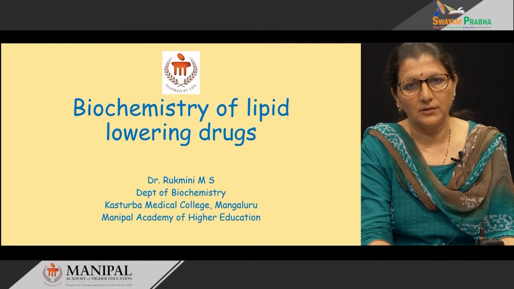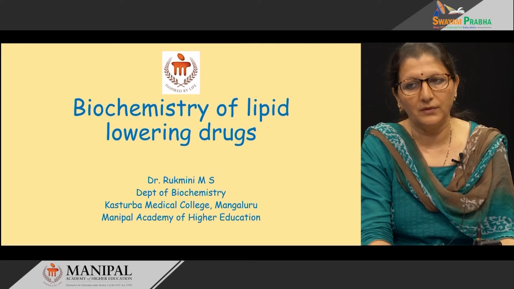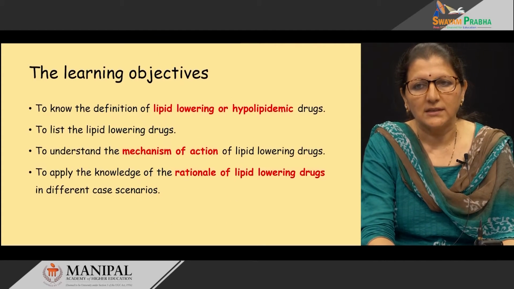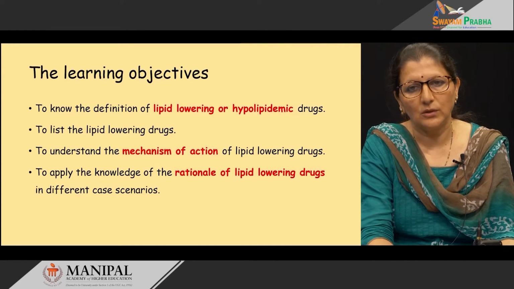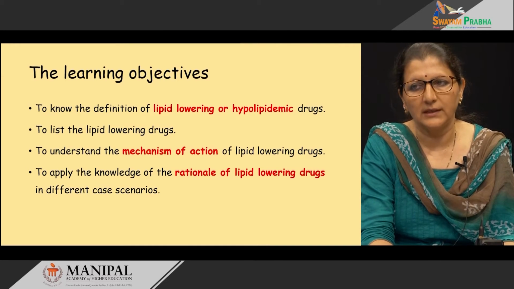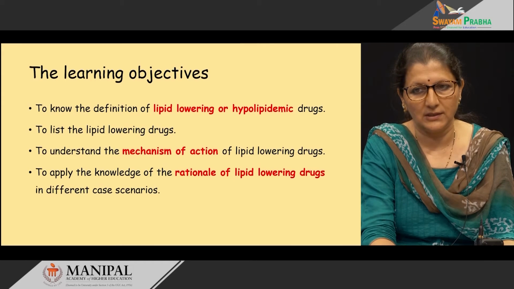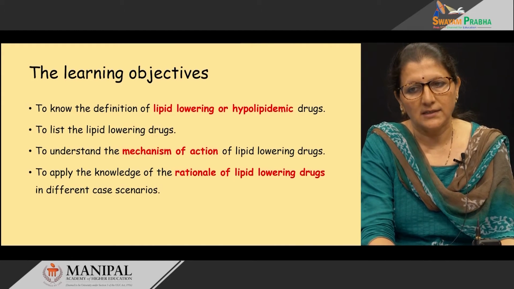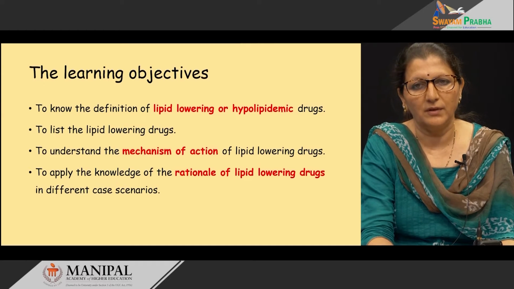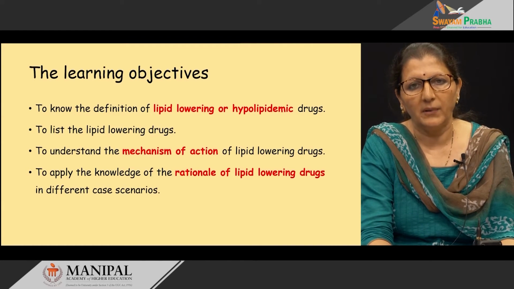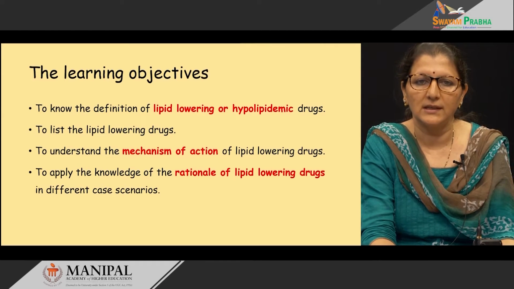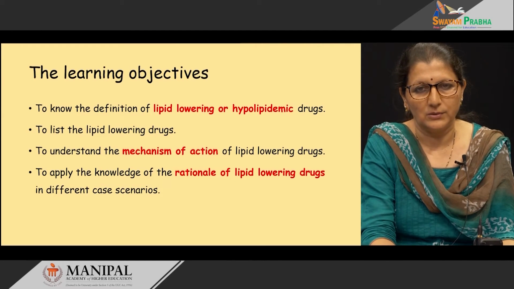Hello everyone. Today's topic is biochemistry of lipid lowering drugs. The learning objectives of this session would be to know the definition of lipid lowering or hypolipidemic drugs, to list the lipid lowering drugs, to understand the mechanism of action of lipid lowering drugs, and to apply the knowledge of the rationale of lipid lowering drugs in different case scenarios.